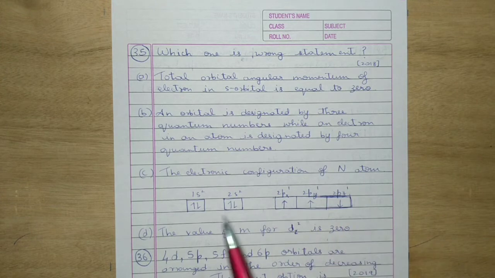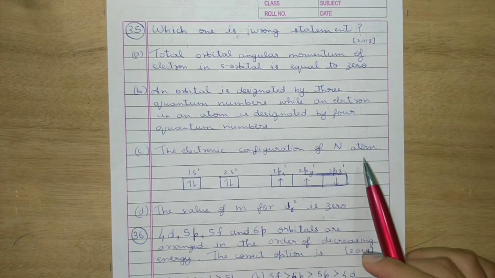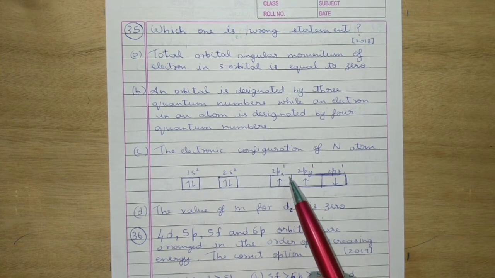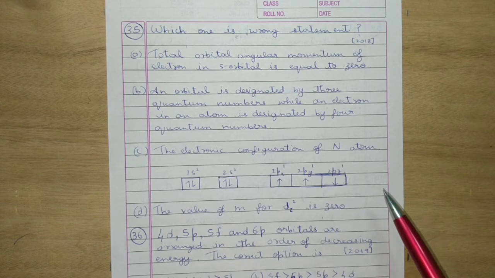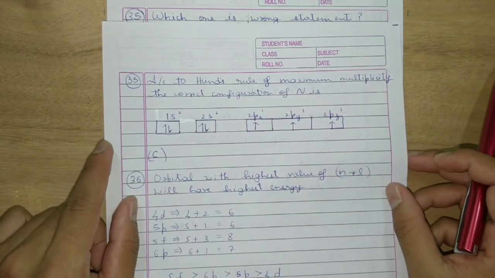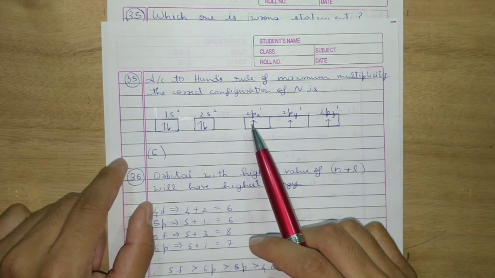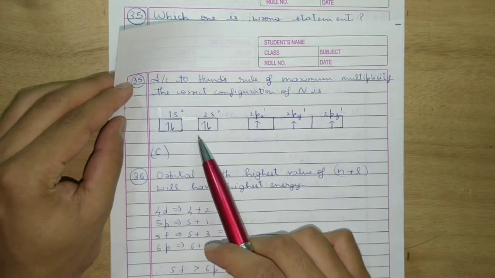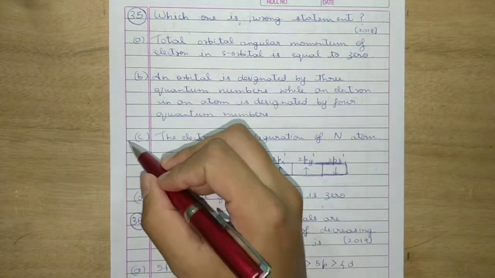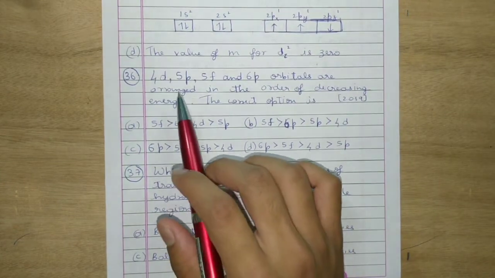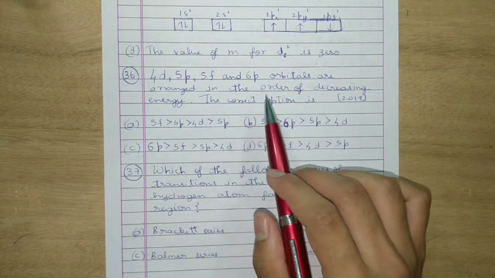It is correct. C, the electronic configuration of nitrogen atom is given as 1s2, 2s2, 2p x1, 2p y1, 2p z1. It is wrong because according to Hund's rule of maximum multiplicity, the electrons first occupy orbitals parallelly. So this is the correct electronic configuration. So the wrong option is C. The value of m for dz square is 0. It is correct. 36. 4d, 5p, 5f and 6p orbitals are arranged in the order of decreasing energy.